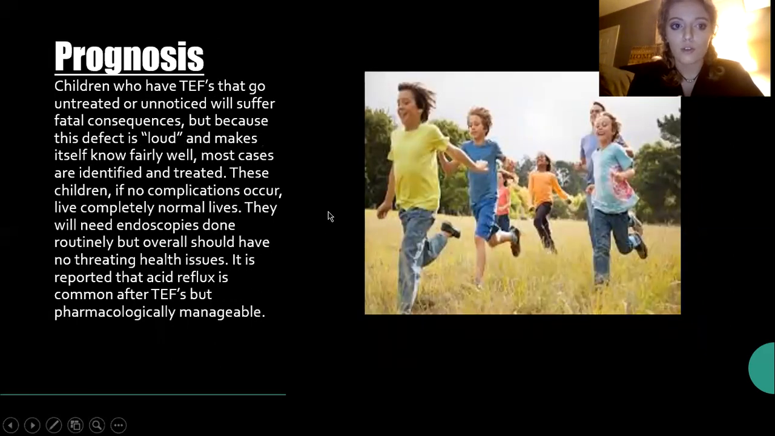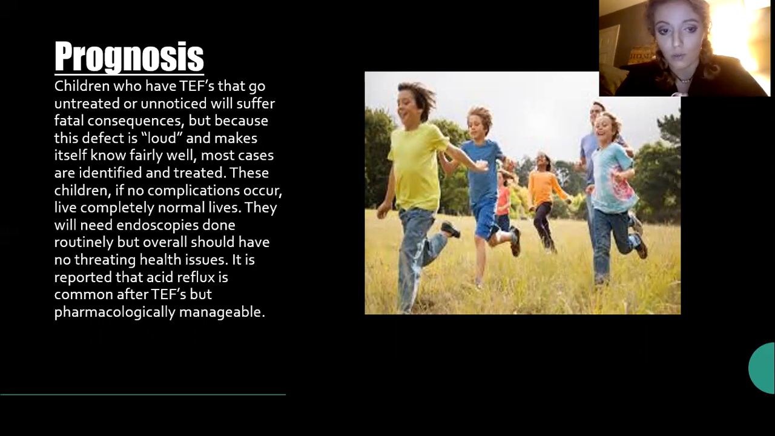And the prognosis. Children who have TEFs that go untreated or unnoticed, which is pretty uncommon, at least in more well-developed countries, we would notice if a baby cannot hold anything down. They're puking everything up. Those 3 C's: choking, coughing, and cyanosis. It happens along the first feeding. So those going unnoticed is very fatal, and the consequences are too. But this defect makes itself very well known, and so most cases are identified and treated.